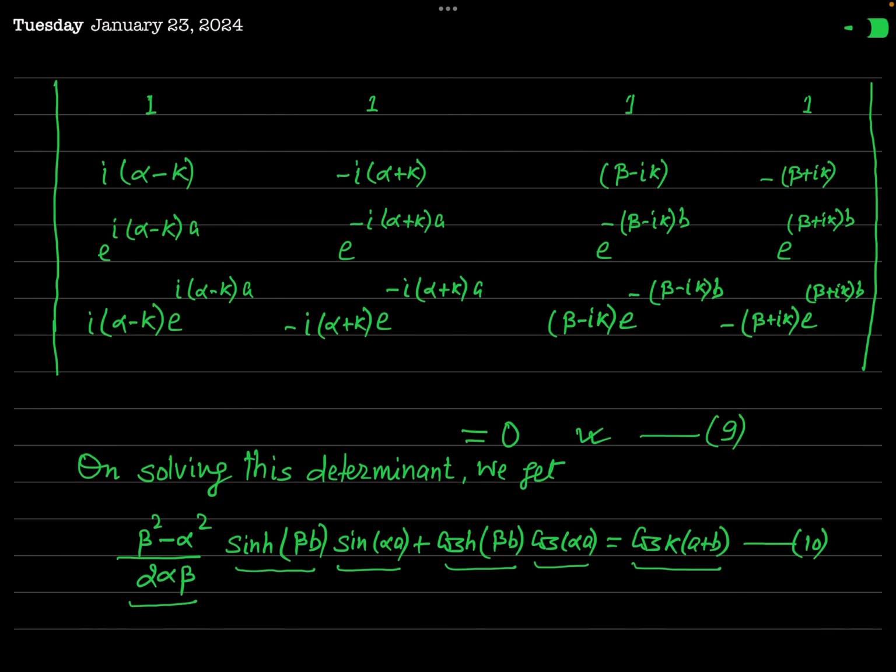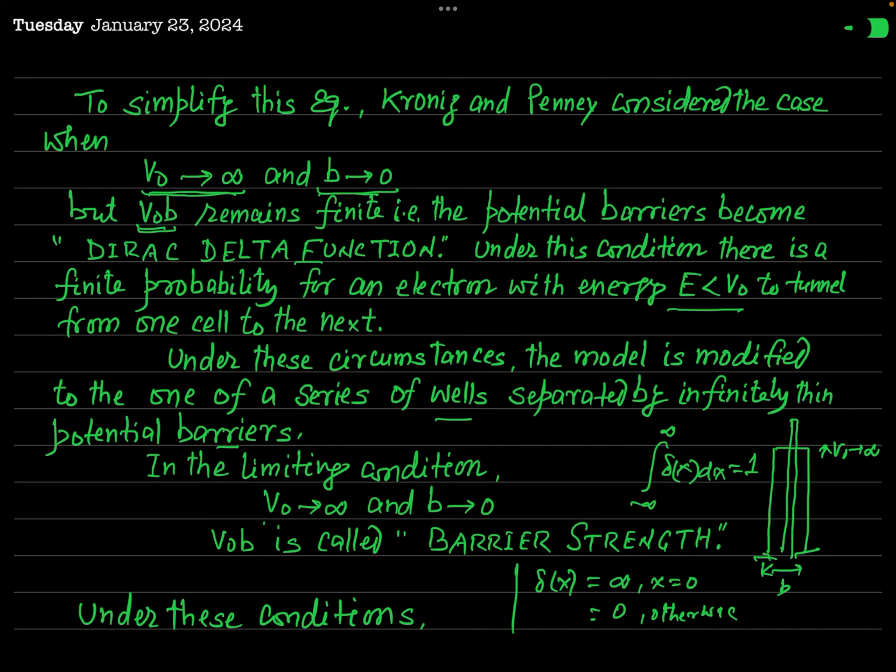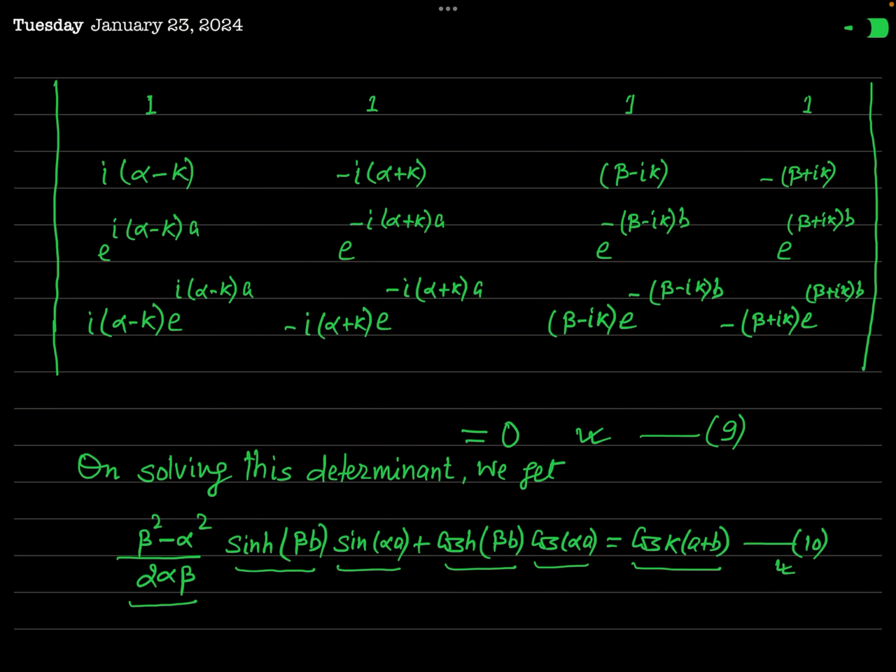In this condition, what will now be our equation 10, which is the original solution of this determinant? In this limiting condition, we have assumed that V naught tends to infinity and b tends to 0, and V naught b is called the barrier strength, which represents the area. But what will be the values of the different terms in equation 10 under this limiting condition?